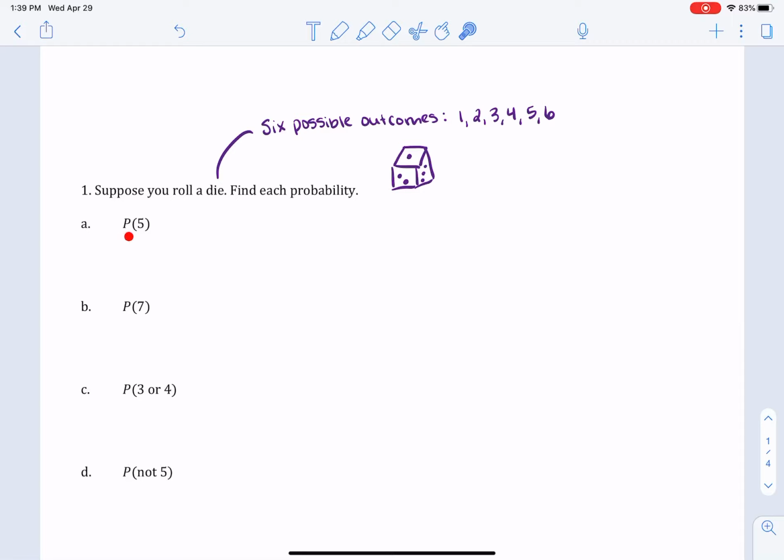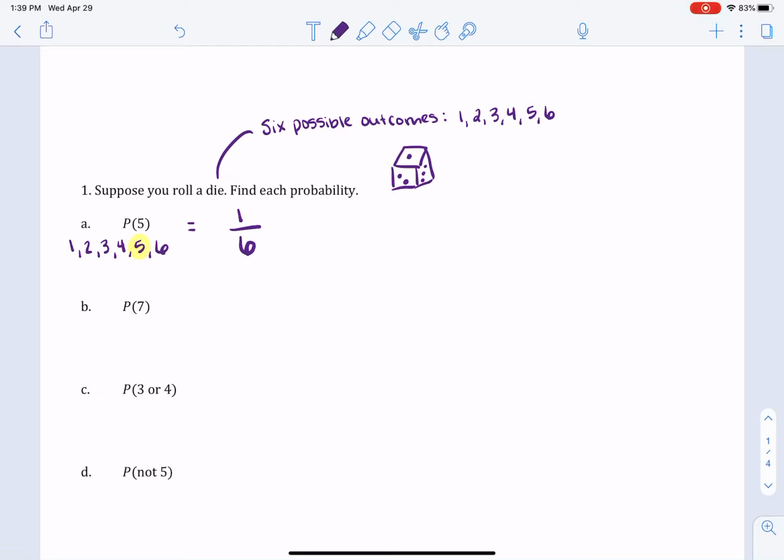So when you see this P parenthesis 5, what that means is, what is the probability that we roll a 5? So if we think about, okay, well we have 1, 2, 3, 4, 5, and 6. Those are our sides. We have one side that is a 5. So that means the probability of rolling a 5 is equal to 1 possibility out of 6 total.